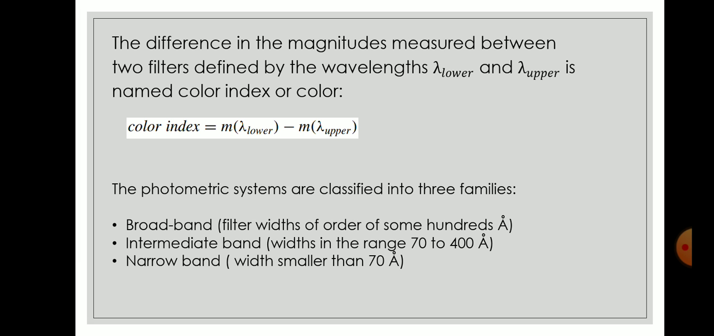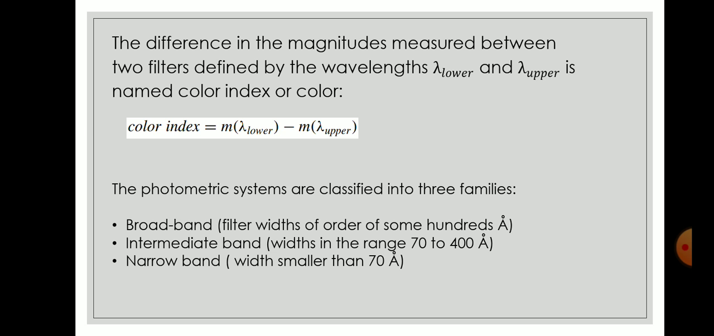The difference in the magnitudes measured between two filters defined by the wavelength lambda lower and lambda upper is named color index, or mainly color. The photometric systems are classified into three families. One is the broadband filter, with widths of the order of some hundreds of angstrom; intermediate band, with widths in the range of 70 to 400 angstrom; and the last one is the narrow band with widths smaller than 70 angstrom.